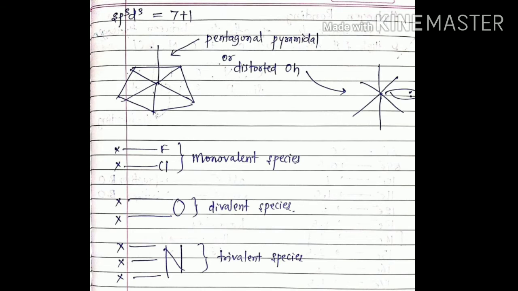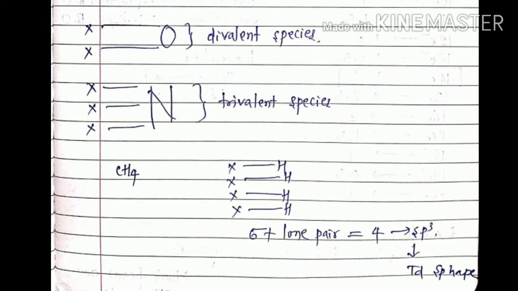So fluorine and chlorine, they are called monovalent species. Oxygen is called a divalent species. Nitrogen is called a trivalent species. So let us consider the CH4 example.